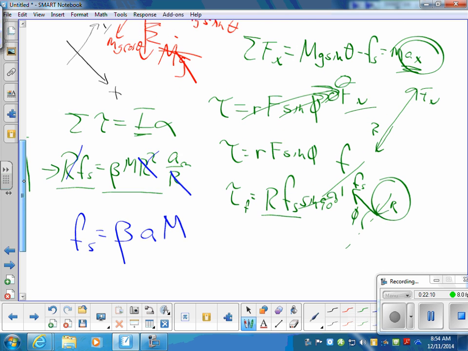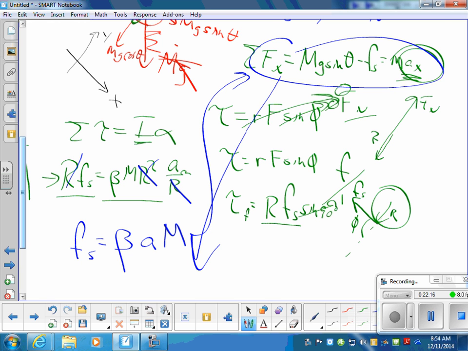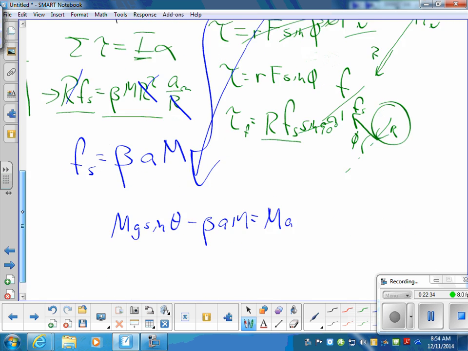Okay, so now what are we going to do? We're going to take that bam and sub it back into this equation, but we'll write it down here because it's getting messy. All right, so what did I have? I had net F is mg sine theta minus Fs, but for Fs I'm going to put bam, equals m a. It was just m a, right?